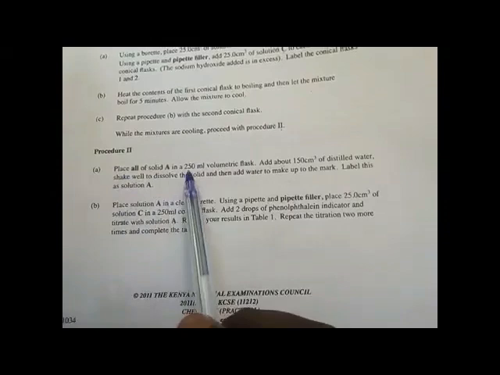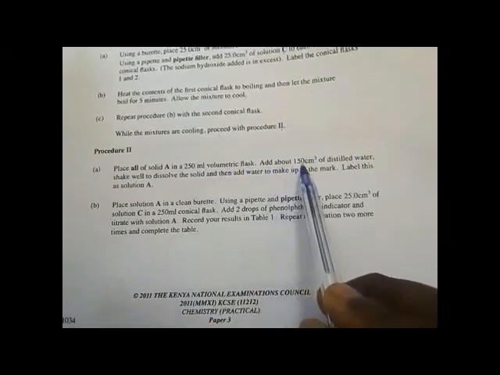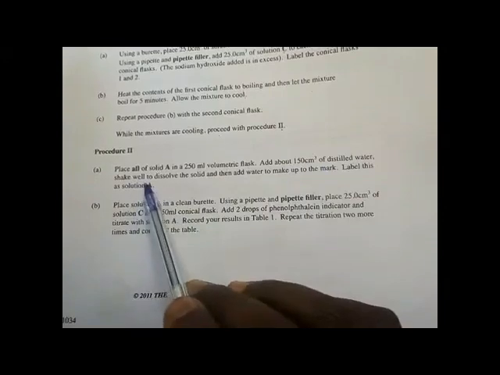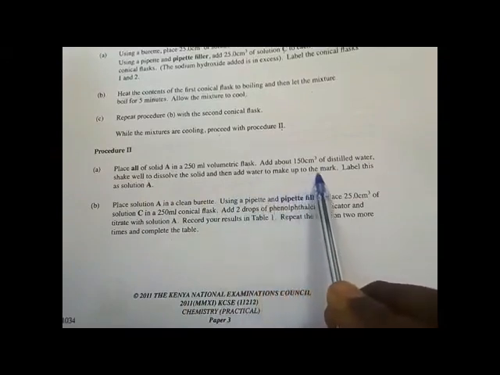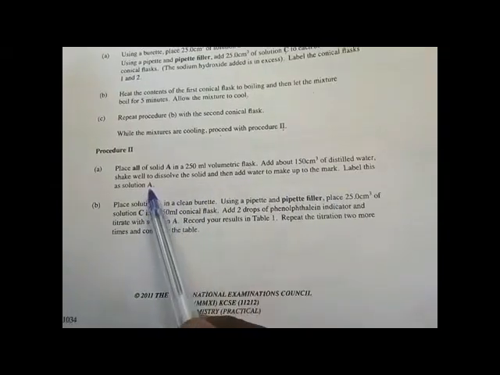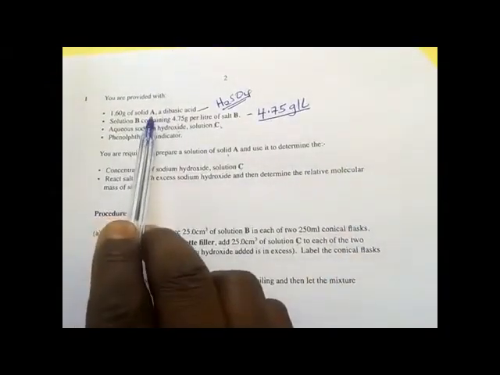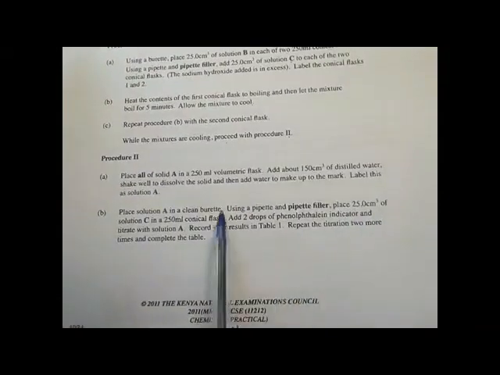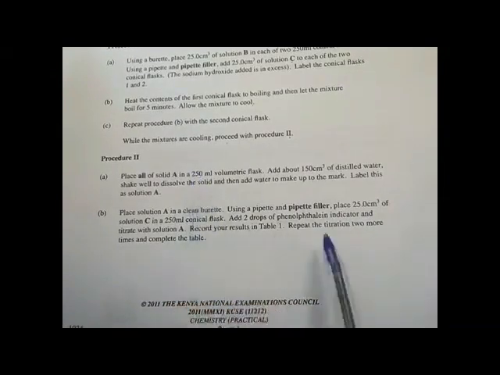Place all solid A in a 250 ml volumetric flask. Add about 150 cm³ of distilled water. Shake well to dissolve the mixed solid and then add water to make up to the mark. Label this solution A. Remember, solid A was a dibasic acid. We have dissolved that solid and prepared solution A from solid A. The total volume is 250. Very important to understand that.